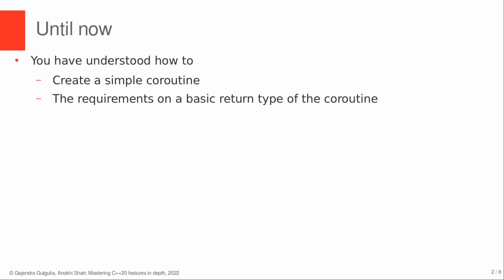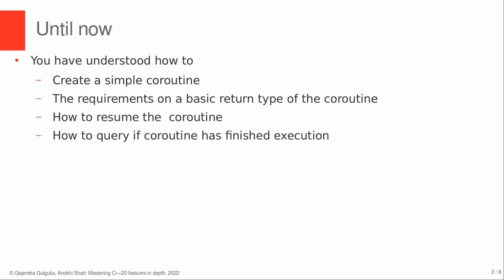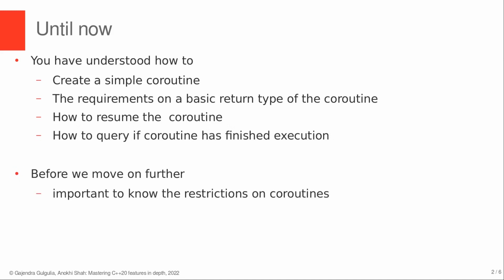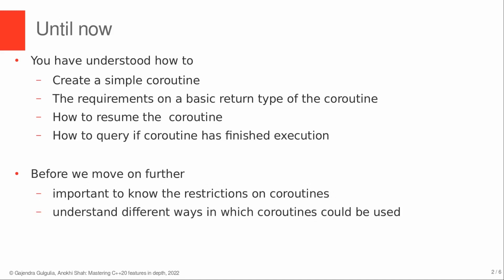Until now, you have understood how to create a simple coroutine, what the basic requirements on the return type of a coroutine are, how the coroutine could be resumed by accessing the coroutine handle encapsulated within the return type, and how to query if the coroutine has finished execution. But before we move further on to understand coroutines in more detail, we should understand the basic restrictions on coroutines and understand different ways in which a coroutine could be used.